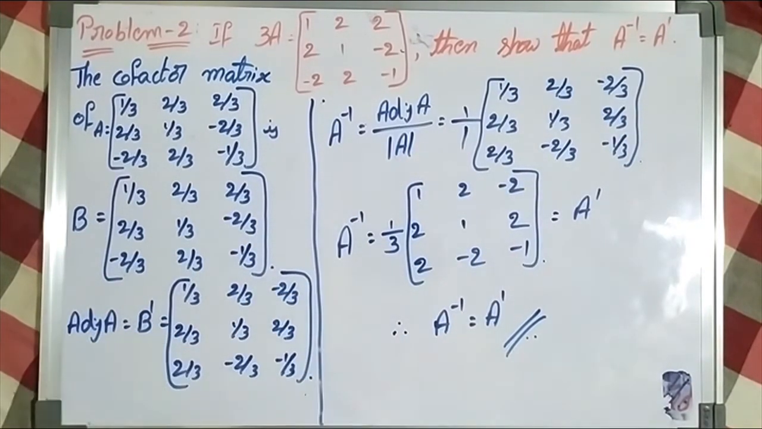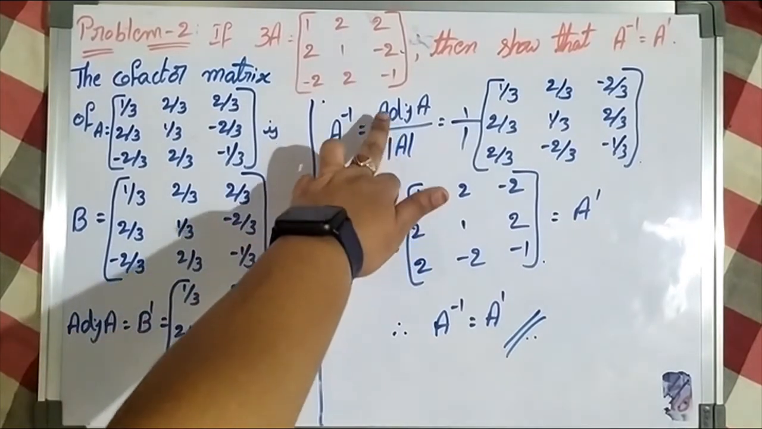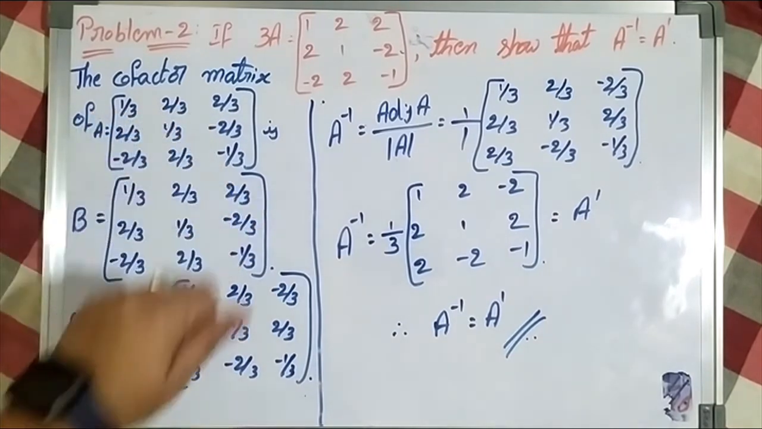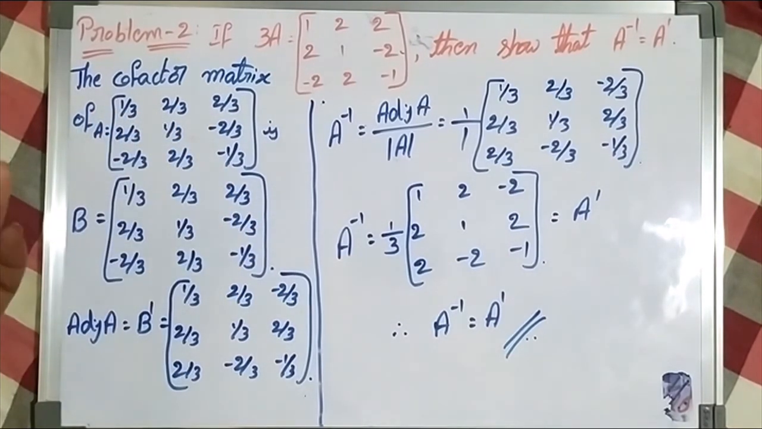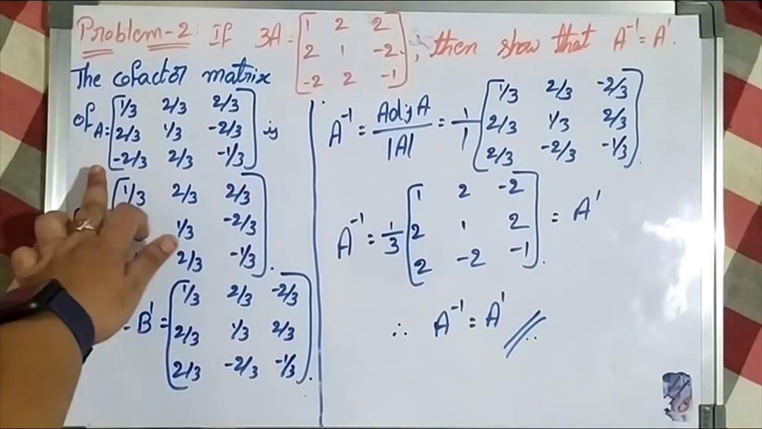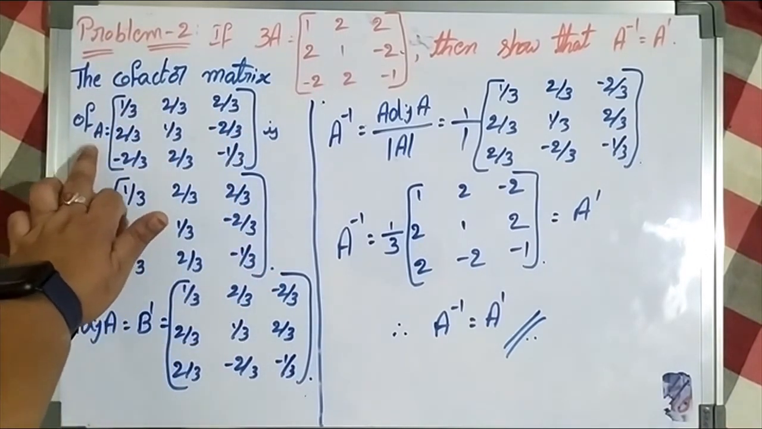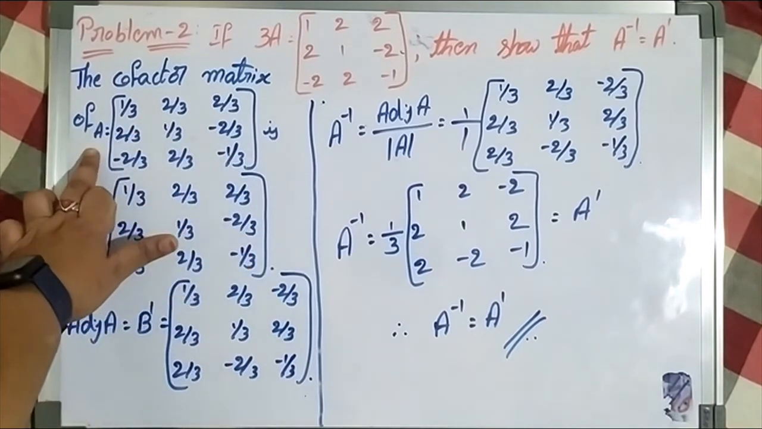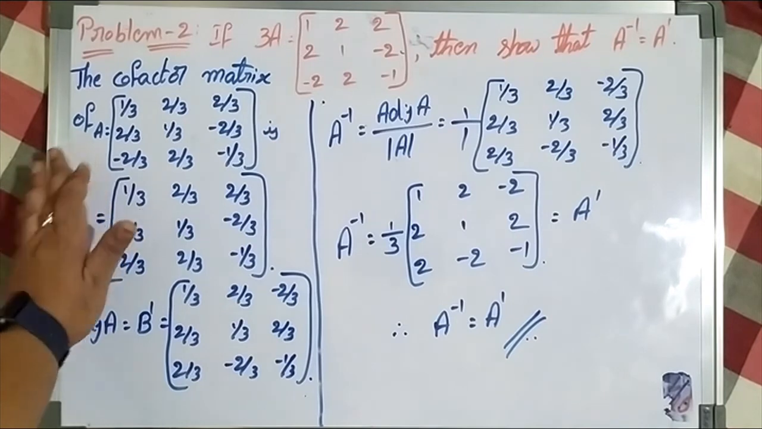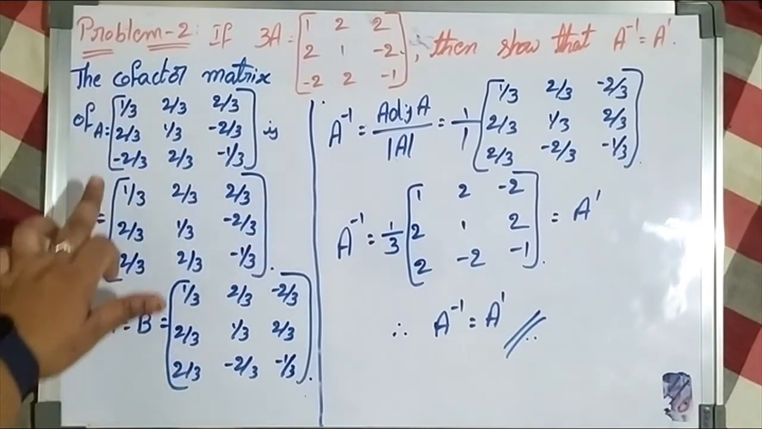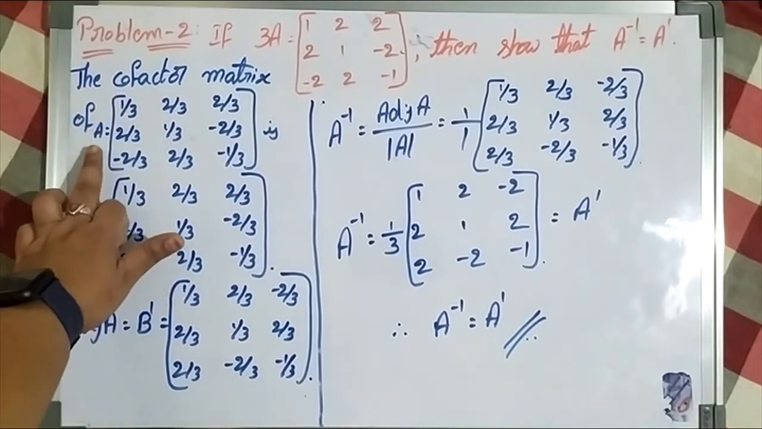Then for finding A inverse, we need the adjoint of A value. Adjoint of A is nothing but the transpose of the cofactor matrix of the given matrix. Then first find out the cofactor matrix. We have to find the cofactor matrix of A. In this, A is unchanged, but the scalar 1 by 3 multiplies each element in the matrix. Then we have to find the cofactor matrix of this A.